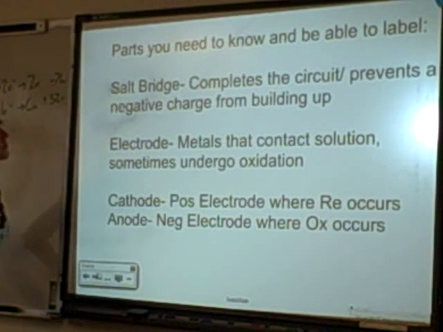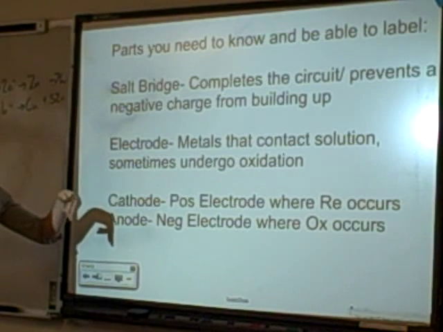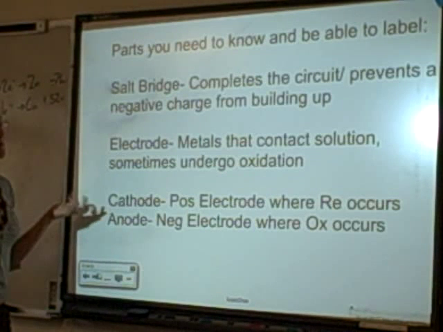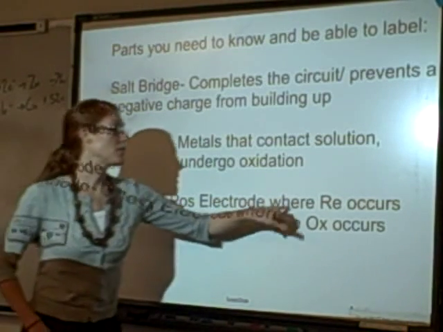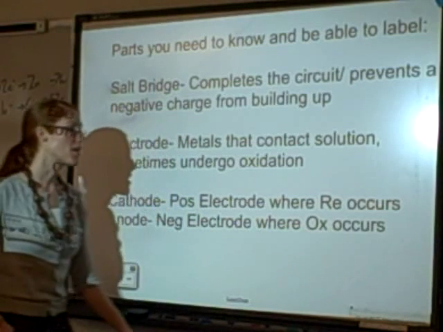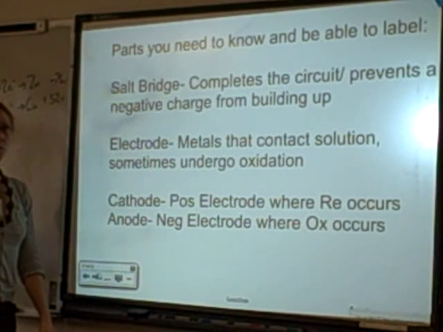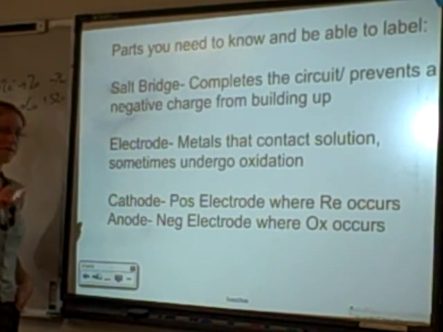Next, we have our electrodes. The electrodes are the two metals that are in contact with the solutions. Sometimes they undergo oxidation if they're more easily oxidized than anything else present. The two electrodes are either going to be a cathode or an anode. The cathode is the positive electrode where reduction occurs. In my class, we remember red cats are positive. It's just a way to try to keep it straight.